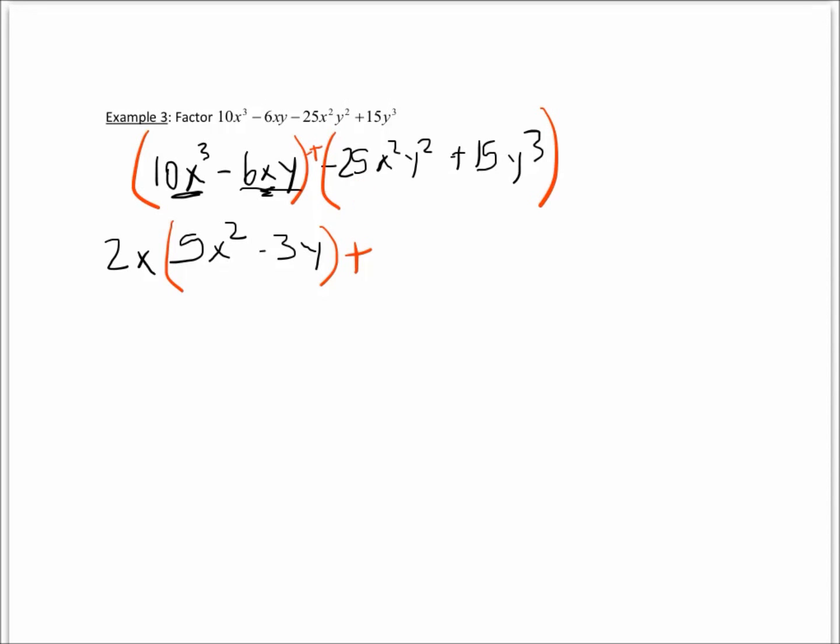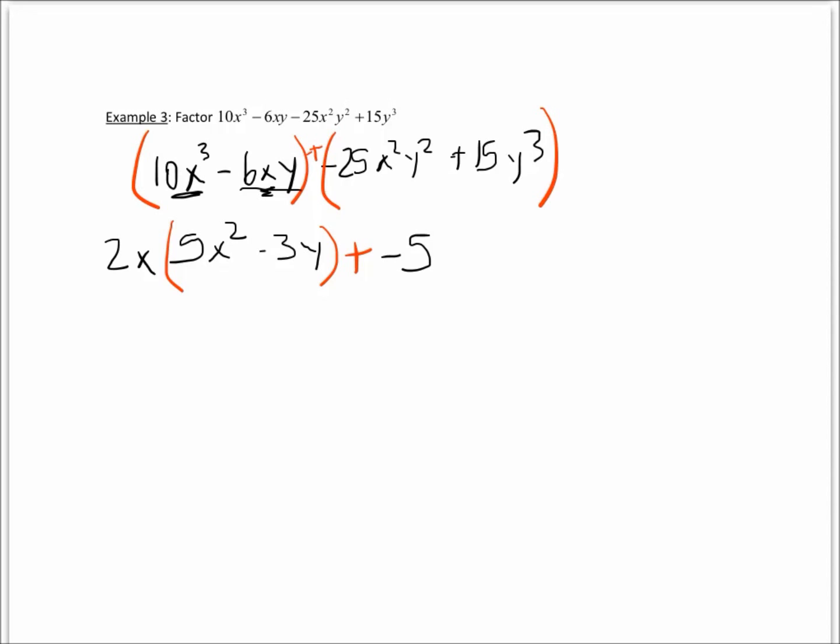Negative 25 and a positive 15. What number goes into 25 and 15? Well, that number is 5. But the number I'm going to pull out is not 5. Remember, the third term here is negative, which means that the number I want to pull out is negative. So I'm going to pull out a negative 5.